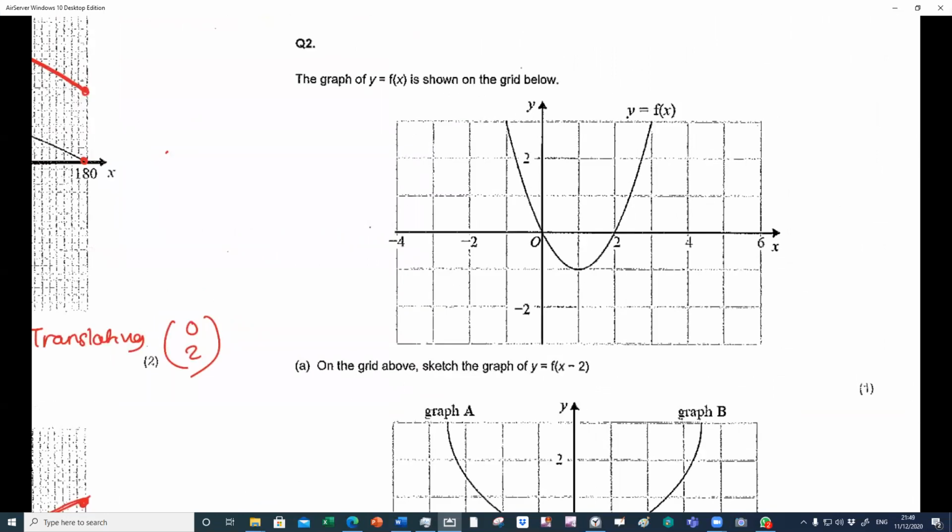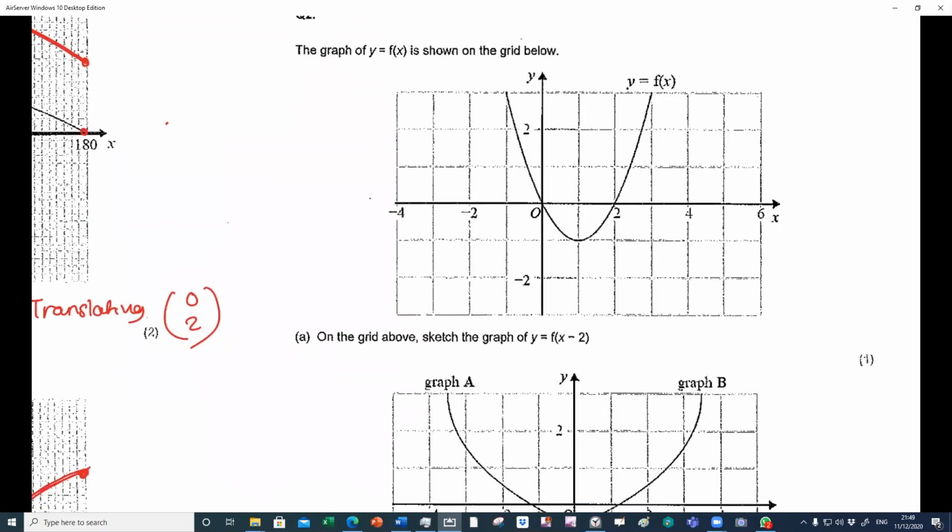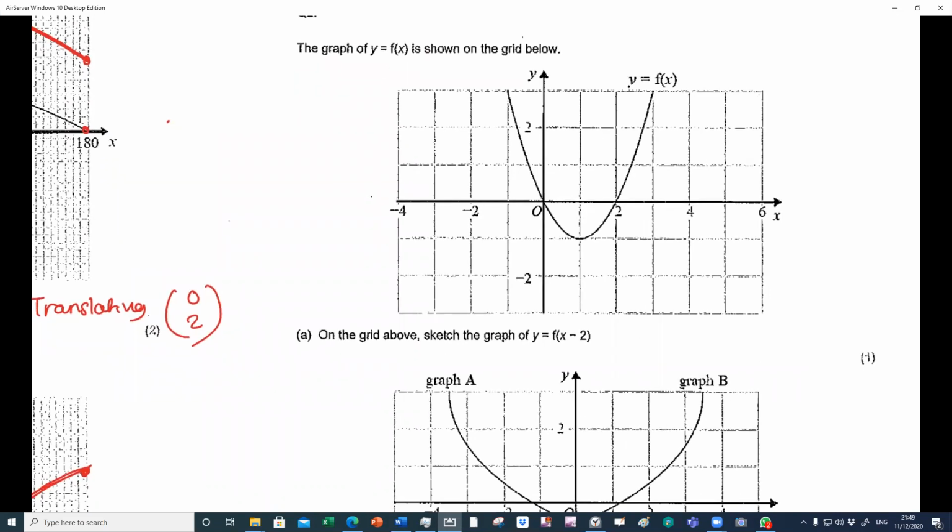The graph of y equals f of x is shown on the grid below. On the grid below, sketch the graph of y equals f of x -2. So there's a -2 inside the function. What is the effect of the -2 inside the function? You move it right. You think of minus as moving left, so you do the opposite of your intuition. You move it right. It is a translation. So it's going to be right.